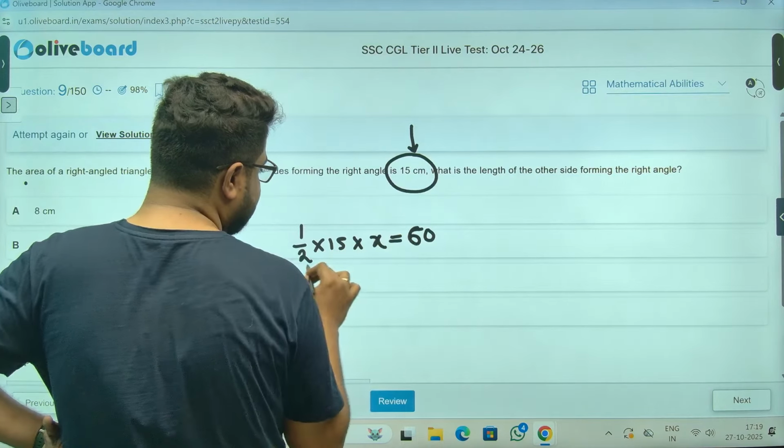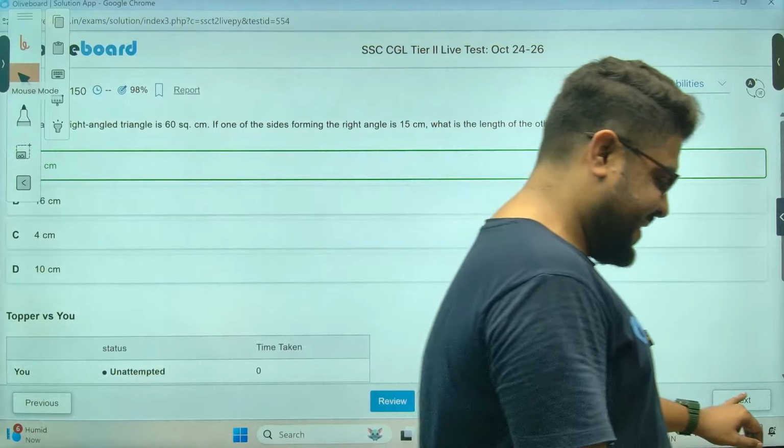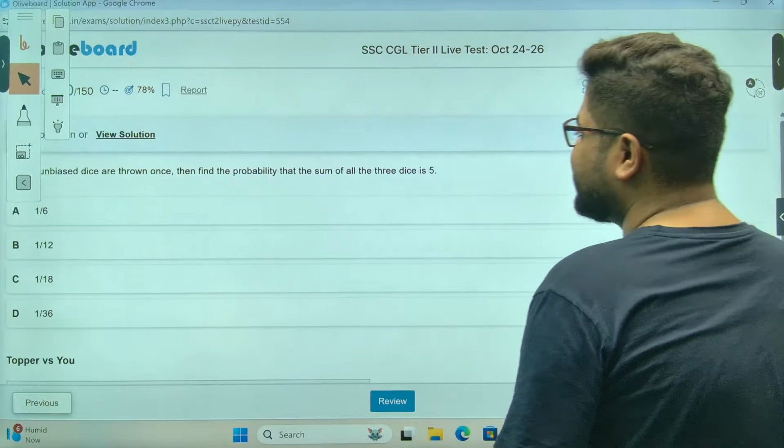But again, you see one thing is constant. The answer is A. That is constant.